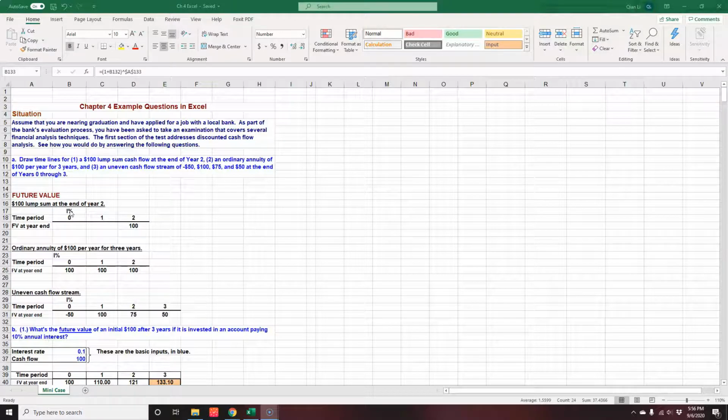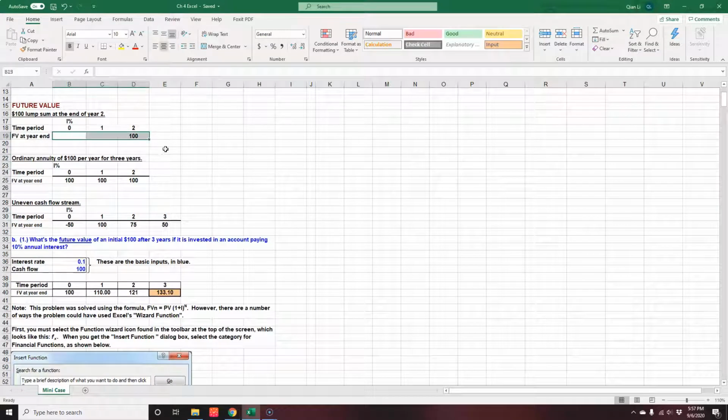in Excel. We start with making the timeline to understand the cash flow patterns. So for example, we just have to fill in the cells with the time and the cash flows involved. This is a single cash flow, and then we have an annuity with even cash flows, and this is a stream of uneven cash flows.